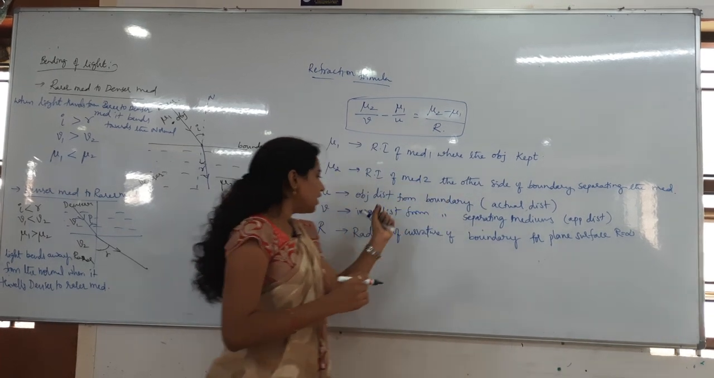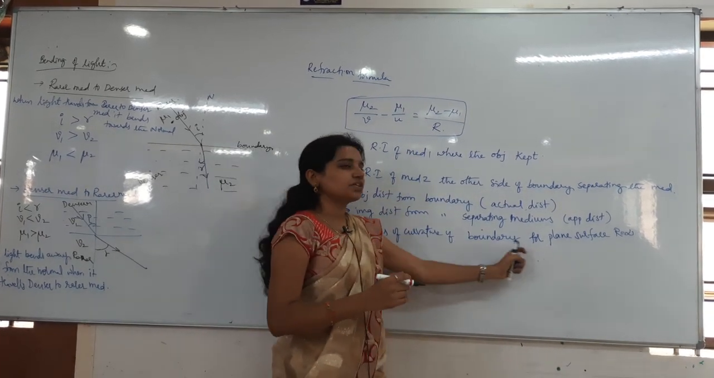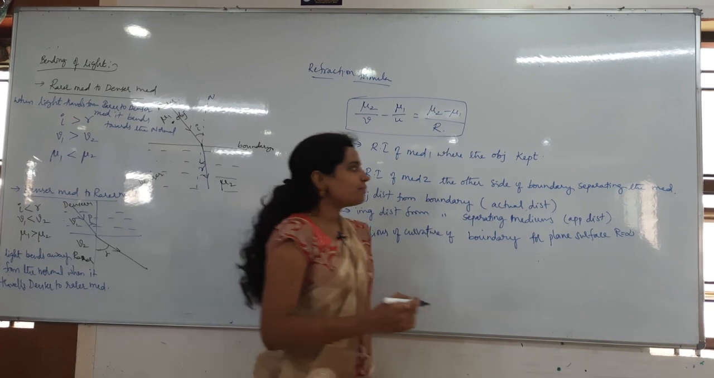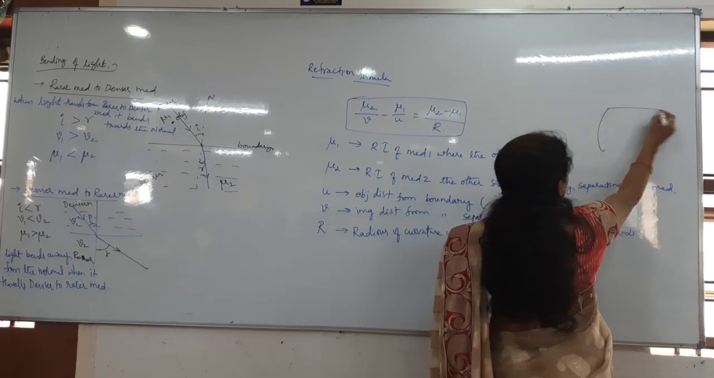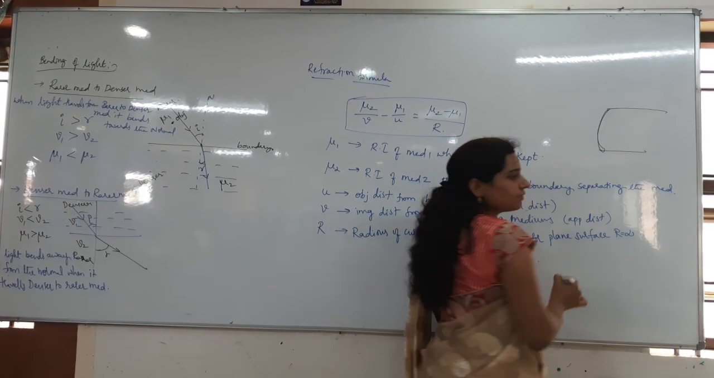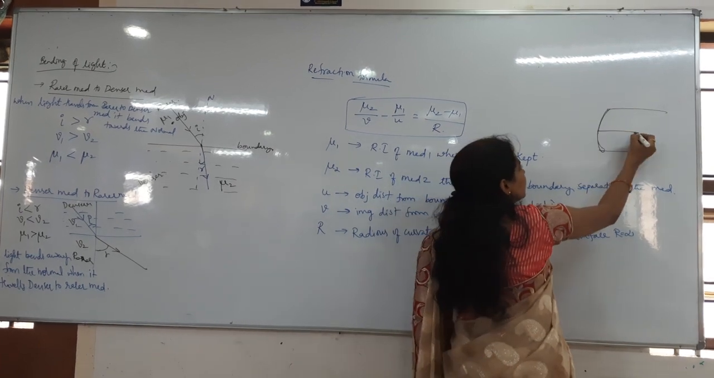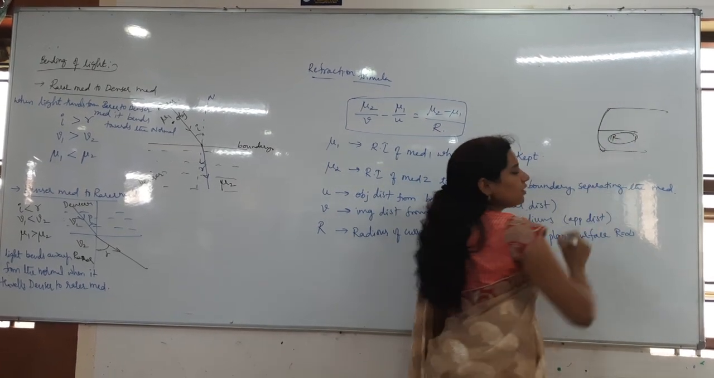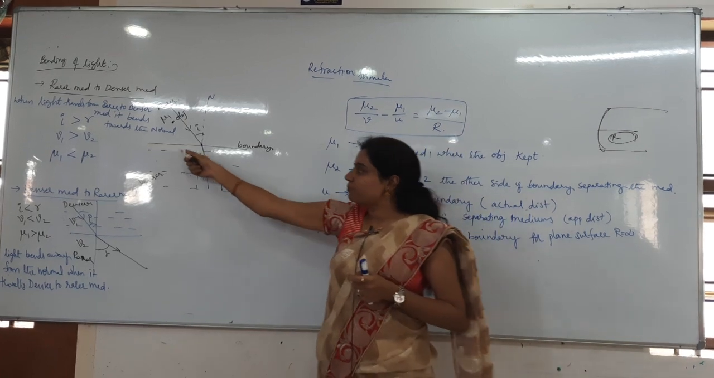Then after that, R is nothing but the radius of curvature of the boundary. For example, if I take a curved surface, this will be the radius of curvature of the boundary. Now which surfaces will we take here? Plane only, right?